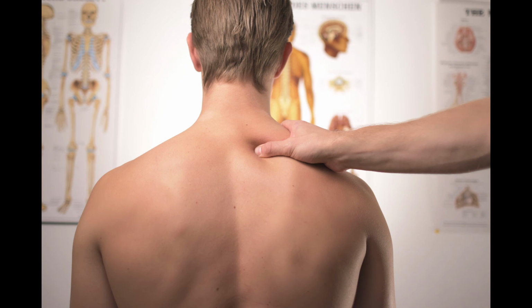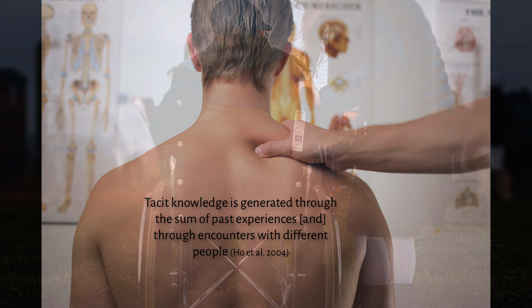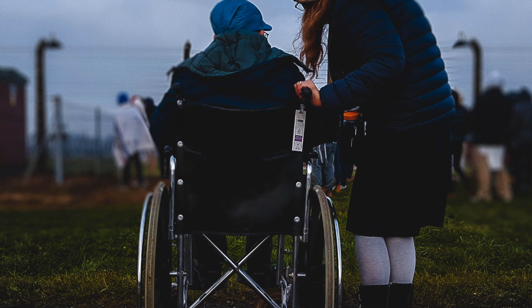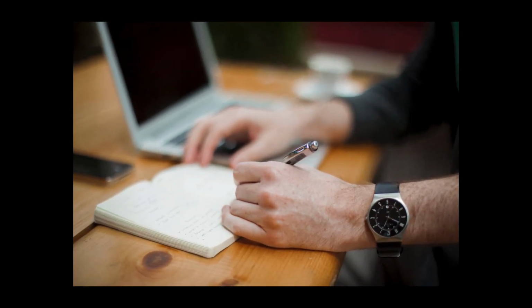Tacit knowledge tends not to be found in manuals, books, databases, or files. It's generated through the sum of past experiences and through encounters with different people. Tacit knowledge is also called clinical judgment or practical wisdom. It profoundly influences your decision-making. It's difficult to explain one's tacit knowledge to others without careful reflection. This is one of the key reasons you're asked to reflect on your learning and experiences regularly during your degree. All levels of the ecological systems model support the knowledge translation stage.